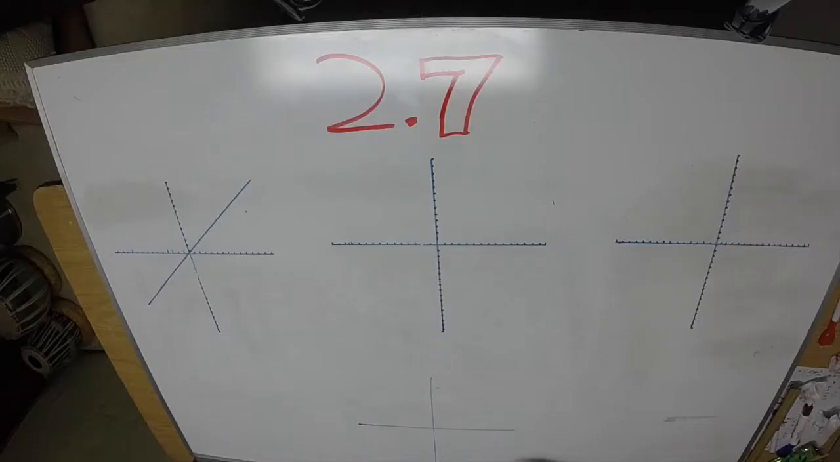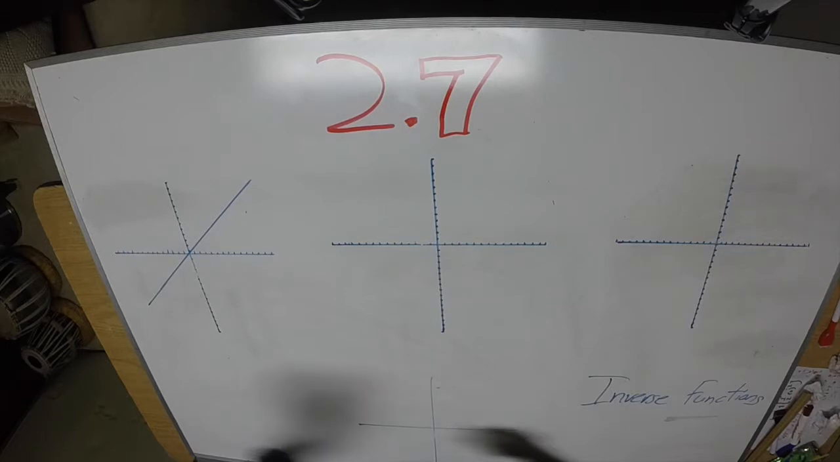Hey guys, this is section 2.7, and we're going to be talking about inverse functions. So inverse functions are kind of weird because usually parabolas open up and downwards. This time the parabola opens sideways sometimes, but I'll talk more about that right now.